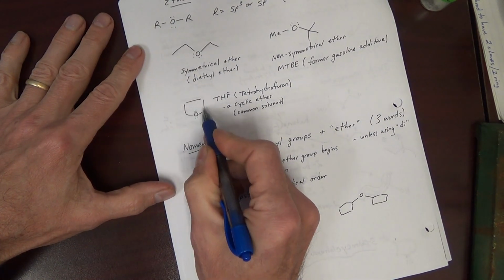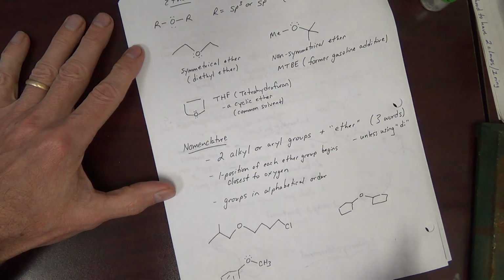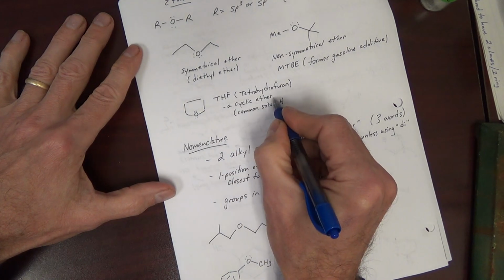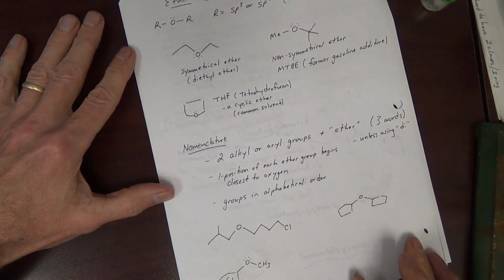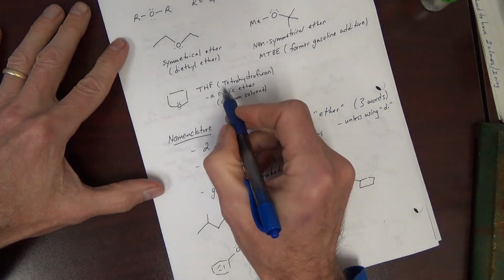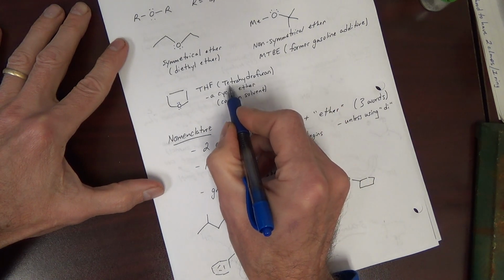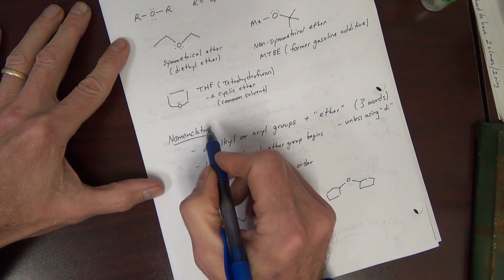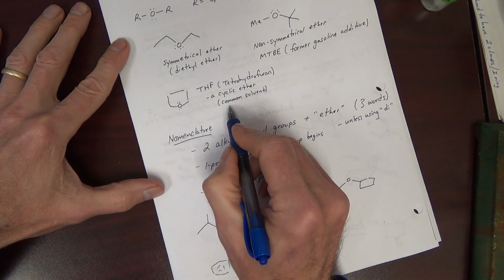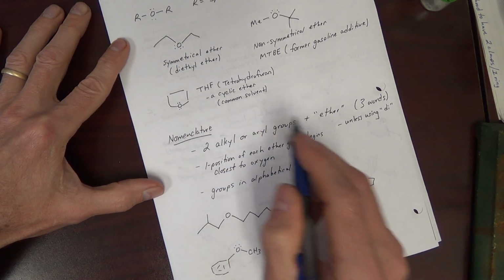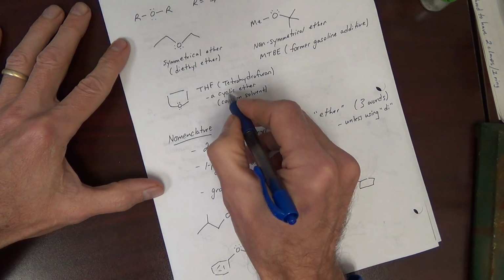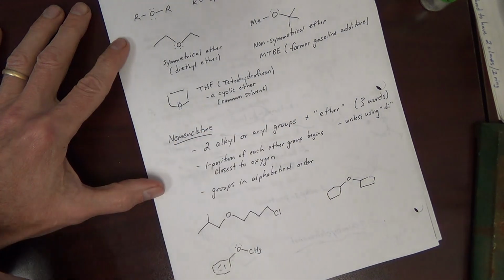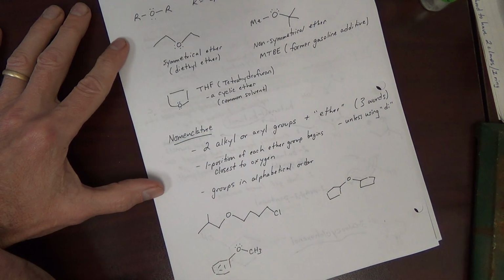This is a 5-membered ring, 4 carbons, 1 oxygen, making up the 5-membered ring. That would be called a cyclic ether. Now this is actually known as tetrahydrofuran, or the abbreviation THF. THF is actually a common solvent used in the lab. We'll mention this at some point during lecture because it's useful for making Grignard reagents.